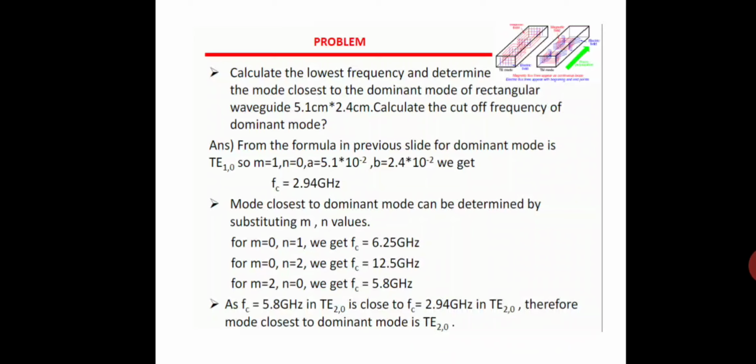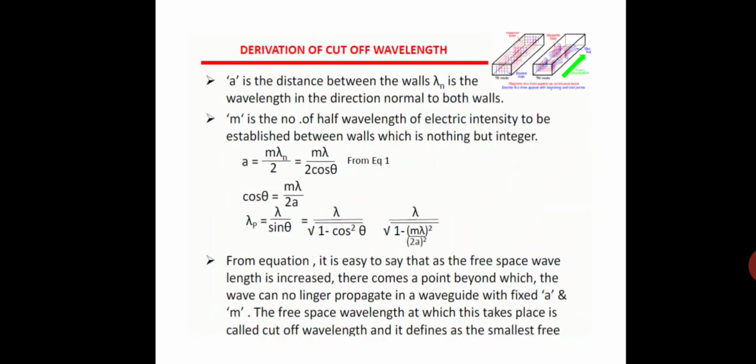For m equals 0, n equals 2, we get fc equals 12.5 GHz. For m equals 2, n equals 0, we get fc equals 5.8 GHz. As fc of 5.8 GHz in TE20 is closest to the dominant mode's cutoff, therefore the mode closest to the dominant mode is TE20.